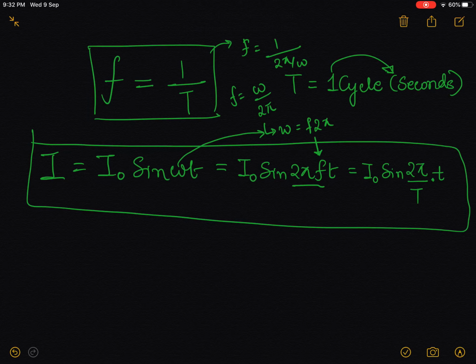Did I miss anything which makes these formulas unclear? I is equal to I naught sine omega t is one fact. I substituted omega as 2 pi f, and I substituted this again: frequency is the inverse of time period, so I substituted f as 1 upon T in this formula. Okay, I hope these things are clear. I'll see you in the next lecture.